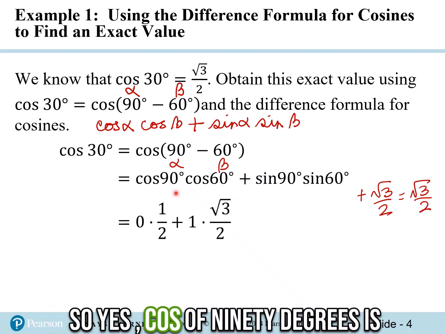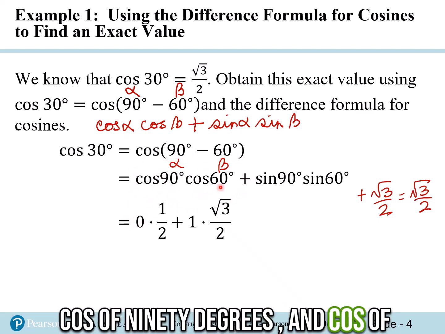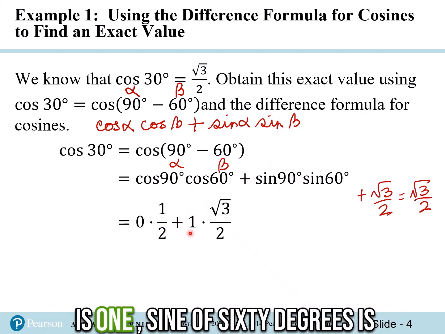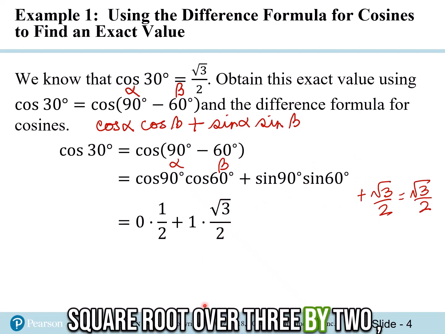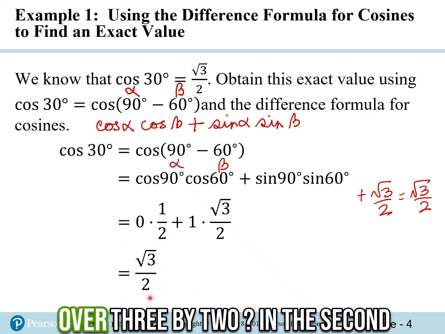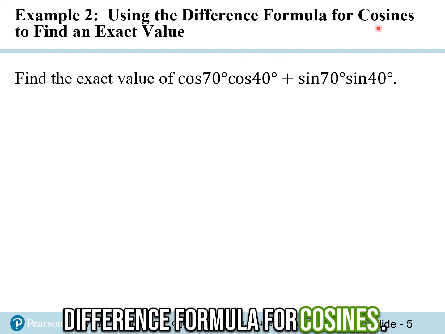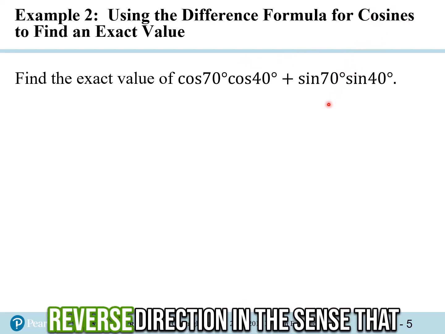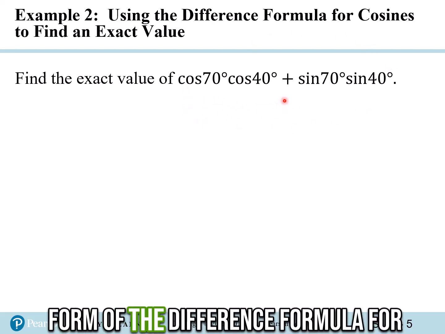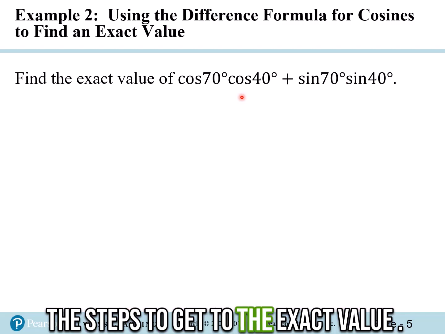So yes, cos of 90 degrees is 0. They've plugged in 0 for cos of 90 degrees, and cos of 60 degrees is 1/2, and then the plus sign, sine of 90 degrees is 1, sine of 60 degrees is square root of 3 by 2, which after summing the two terms up gives us a value of square root of 3 by 2. In the second example, we are still using the difference formula for cosines. However, we are moving in the reverse direction in the sense that we have been given an expanded form of the difference formula for cosines, and we have to backtrack the steps to get to the exact value.